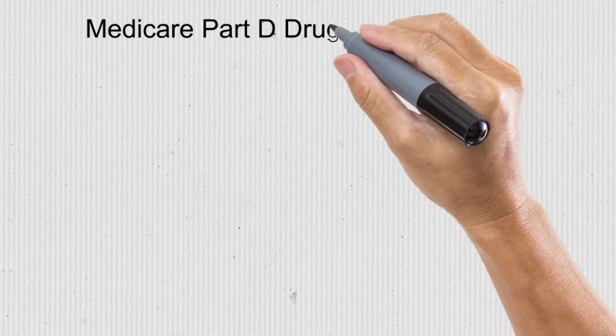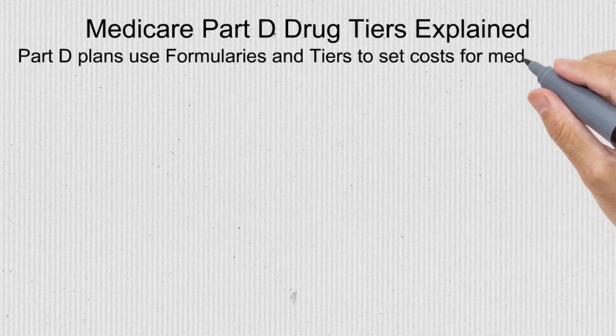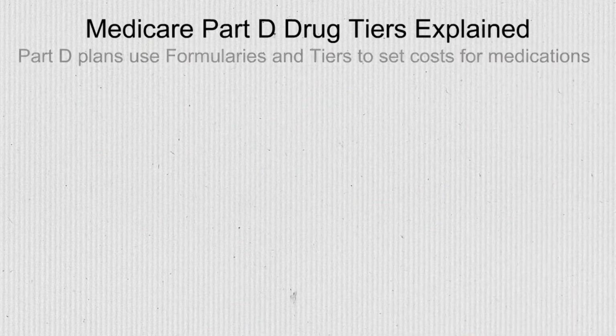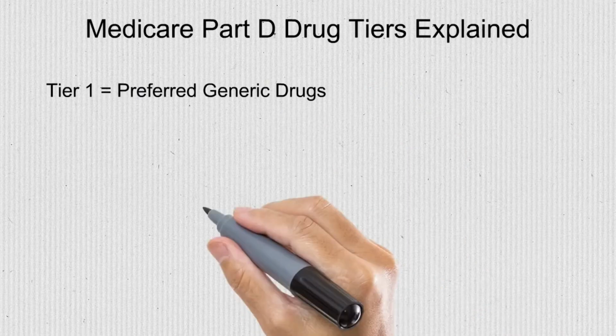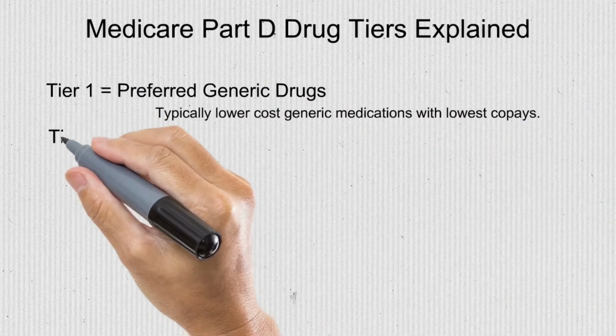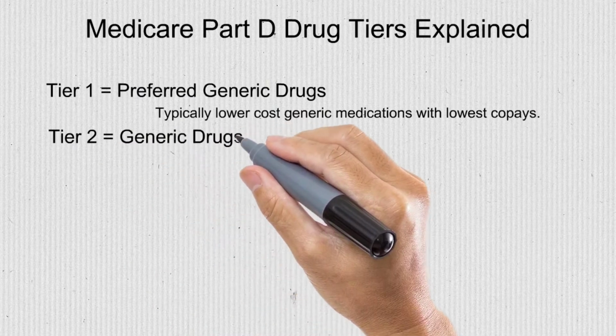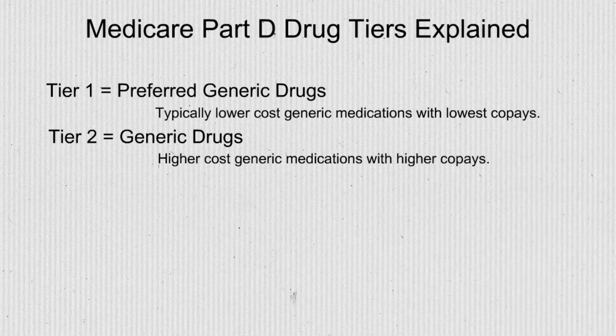Medicare Part D drug tiers explained. Part D plans use formularies and tiers to set costs for medications. With most insurance companies, Tier 1 medications are preferred generic drugs. Typically, these are lower-cost generic medications with the lowest copays. Tier 2 are your generic drugs, which are higher-cost generic medications and have higher copays.